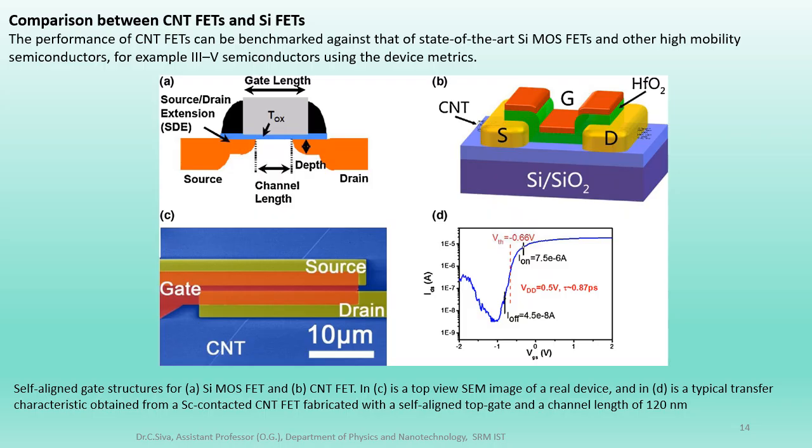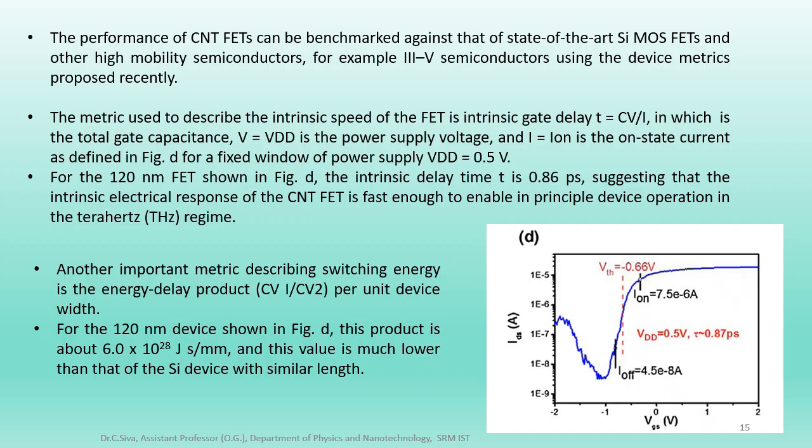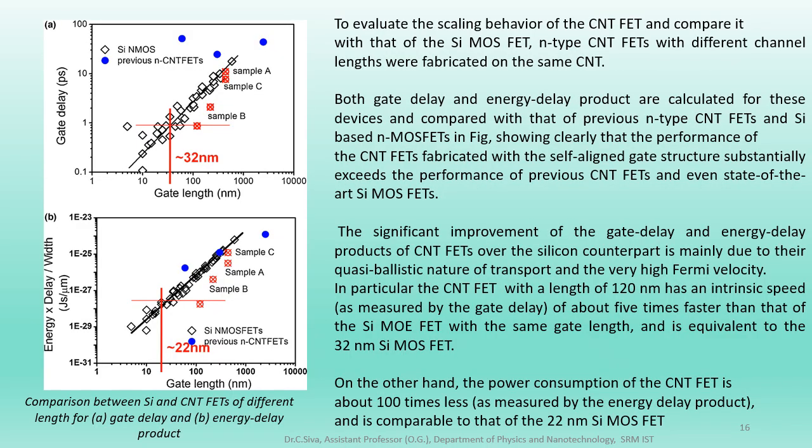Again, a CNT FET with 120 nanometer channel length shows an intrinsic delay of 0.86 picoseconds, fast enough for terahertz range applications. Its energy delay product is far lower than silicon devices of the same length. The earlier discussed things are given here. In this, we'll see the scaling benefits.